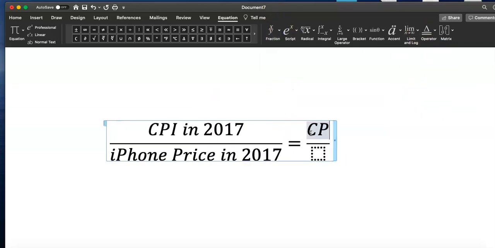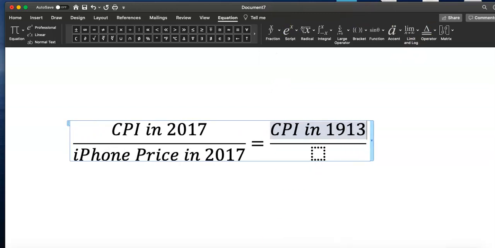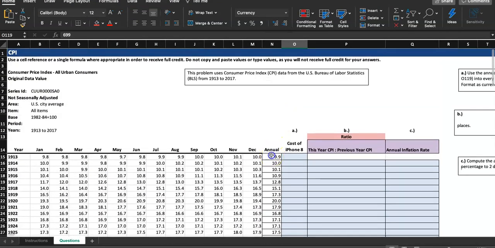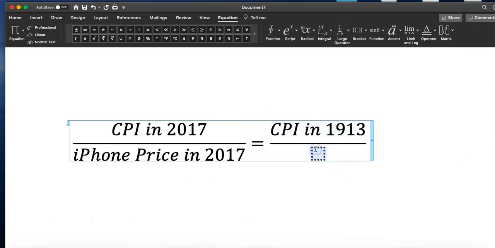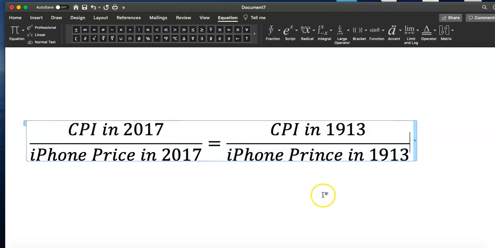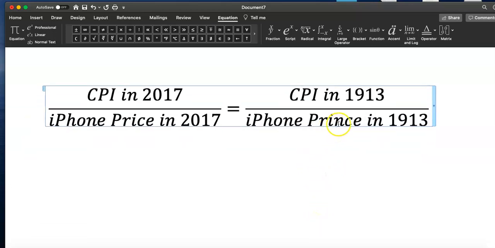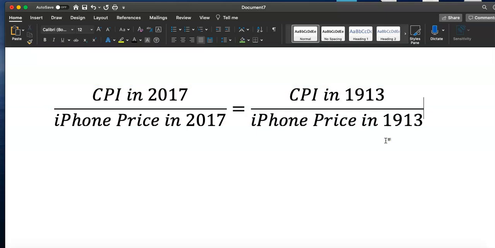CPI in, what year was it? I forgot. 1913. Was it 1913? Let me see. 1913. Yes, which was 9.9. But let me just go ahead and set up what my plan is. And then guess what I'm going to put in the bottom of this fraction? The bottom of this fraction, let me put iPhone price in 1913. I know, you know what I mean. We didn't have an iPhone in 1913, but using the CPI, we can try to estimate it. Okay, so that's what we have.